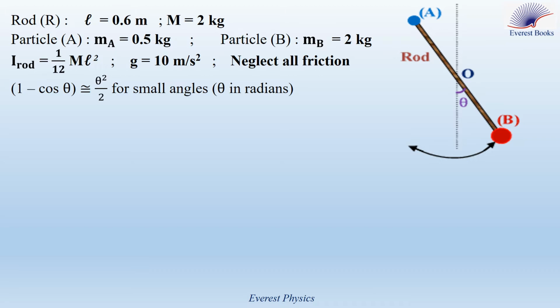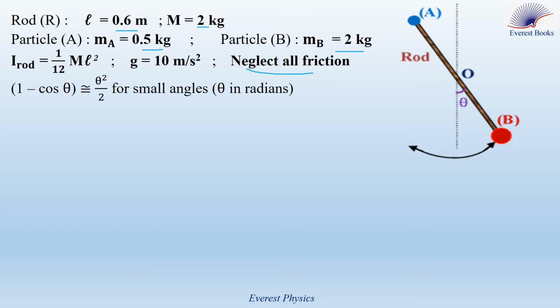Consider a uniform thin rod R of length 0.6 meters and mass 2 kilograms. The rod can rotate without friction in the vertical plane about the horizontal axis delta passing through its midpoint O. A particle A of mass 0.5 kilograms is fixed to one end of the rod, and the particle B of mass 2 kilograms is fixed to the other end.